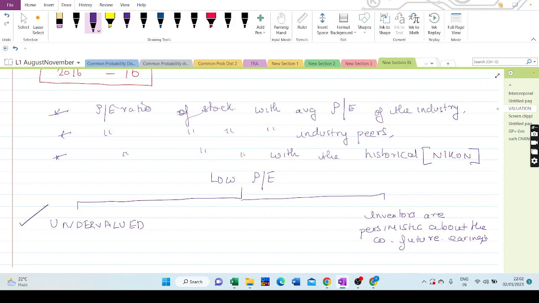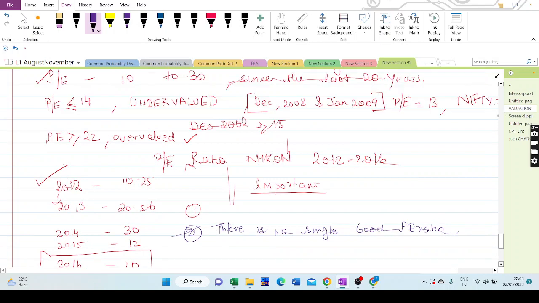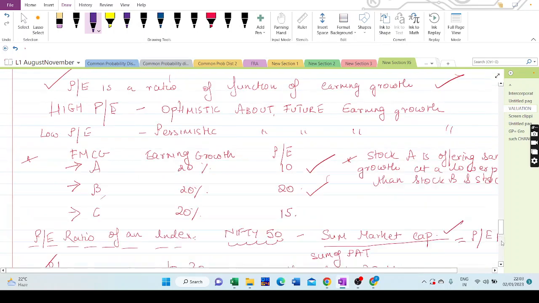How will we identify whether the stock is undervalued? We'll compare the PE ratio of a stock with similar stocks in the same industry which have similar growth, right? And the stock which has a lower PE would be undervalued. This example that we just did can help us identify an undervalued stock.